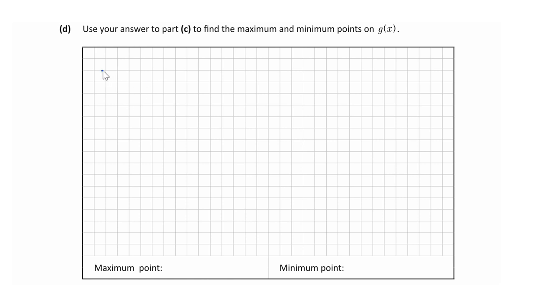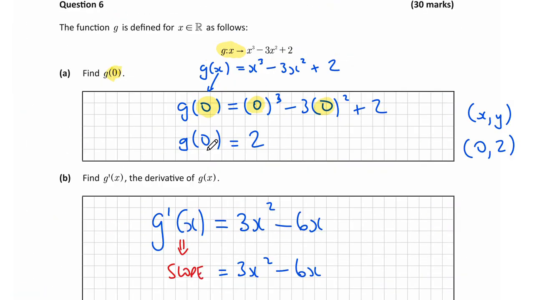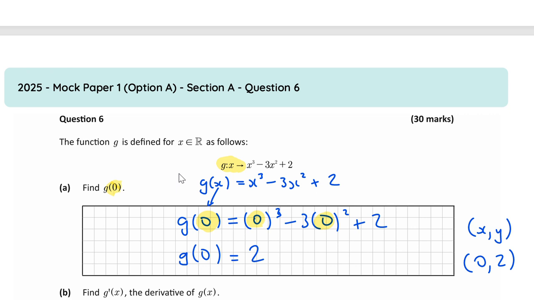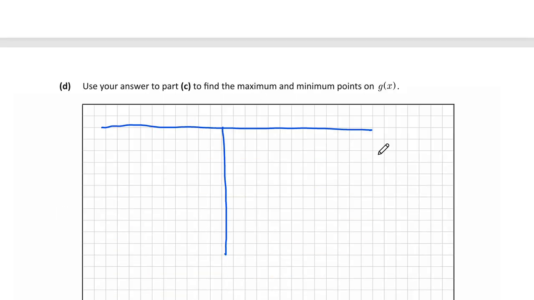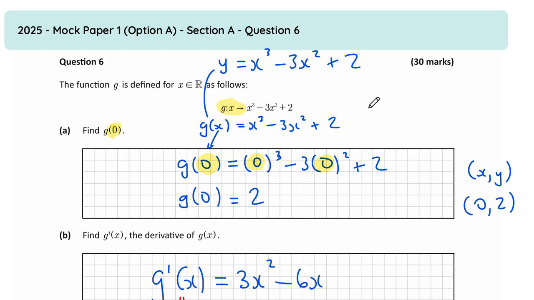So as our next part, use your answers to part C to find the maximum and minimum points. What I do here now is go back to my original equation. Remember, all the time we know that y is equal to x cubed minus 3x squared plus 2. That's what g of x is: y is equal to x cubed minus 3x squared plus 2.